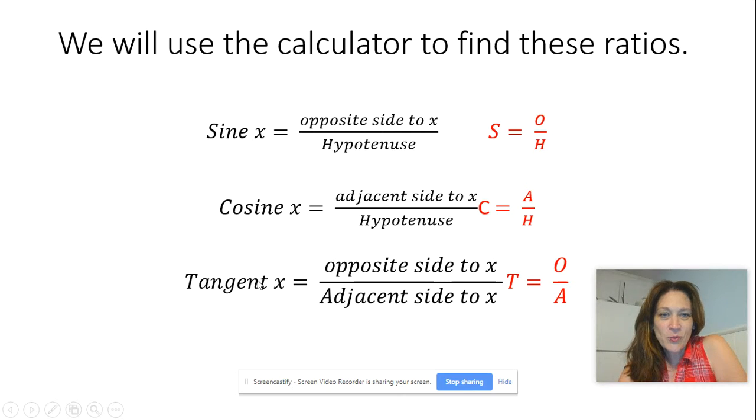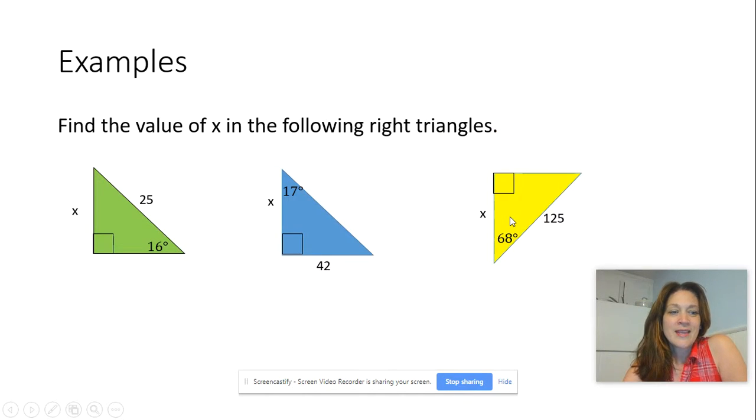So we have a special way that we can remember these. SOH CAH TOA. So S stands for sine. The sine is the opposite over the hypotenuse. The CAH, cosine, is adjacent over hypotenuse. And TOA, the T is the tangent, is the opposite side over the adjacent. So let me show you how this is going to work out with problems.